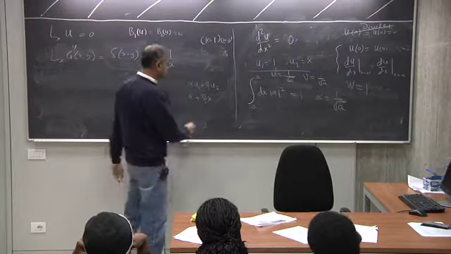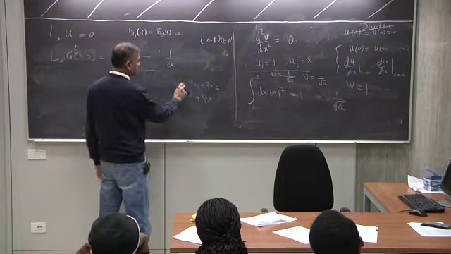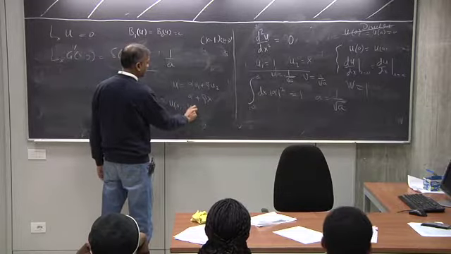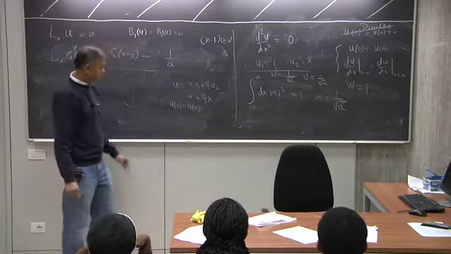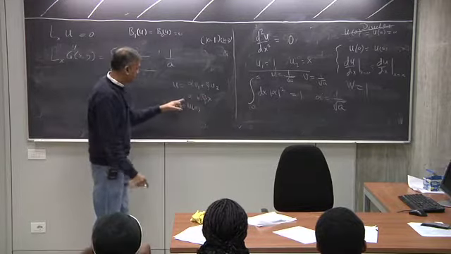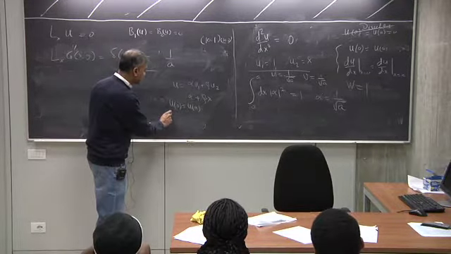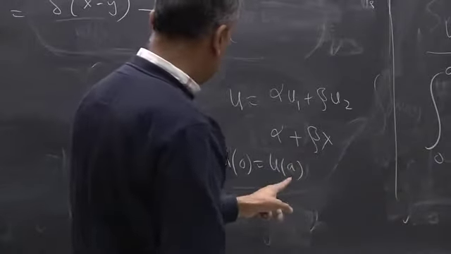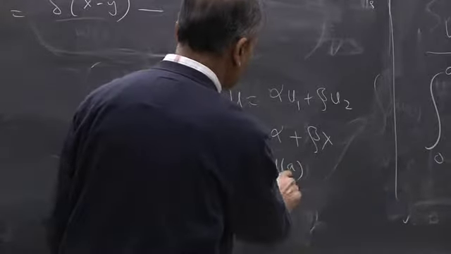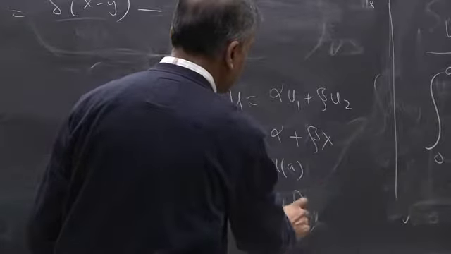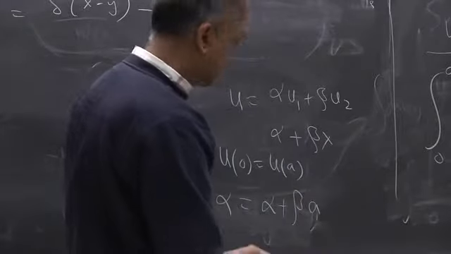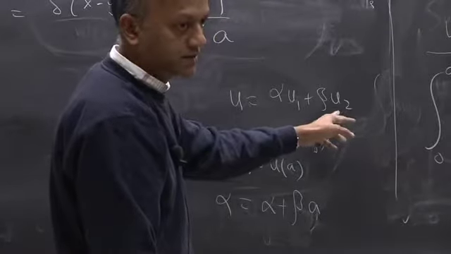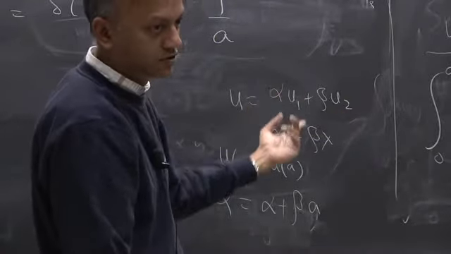So let's look at the first boundary condition. Let me call this U. What that says is that U of 0 equals U at A. The left hand side is simply alpha because at x equal to 0 this term drops out. The right hand side on the other hand is alpha plus beta times A, correct? So this implies that beta must be 0. So there's only one 0 mode, which is proportional to U1.